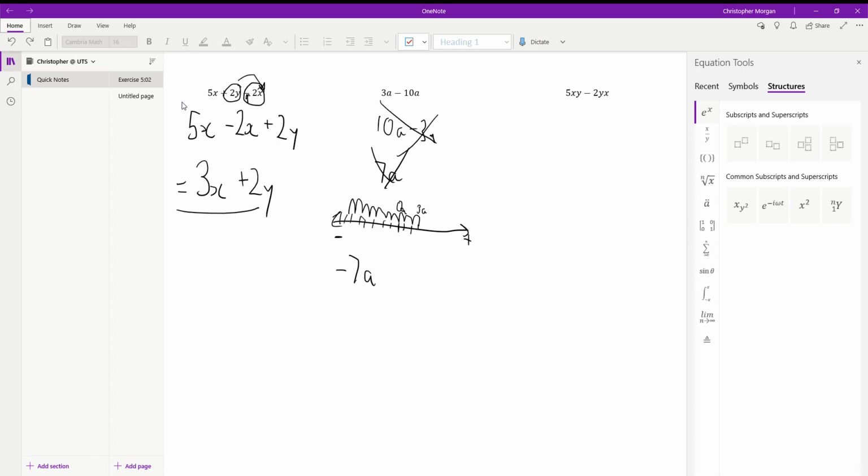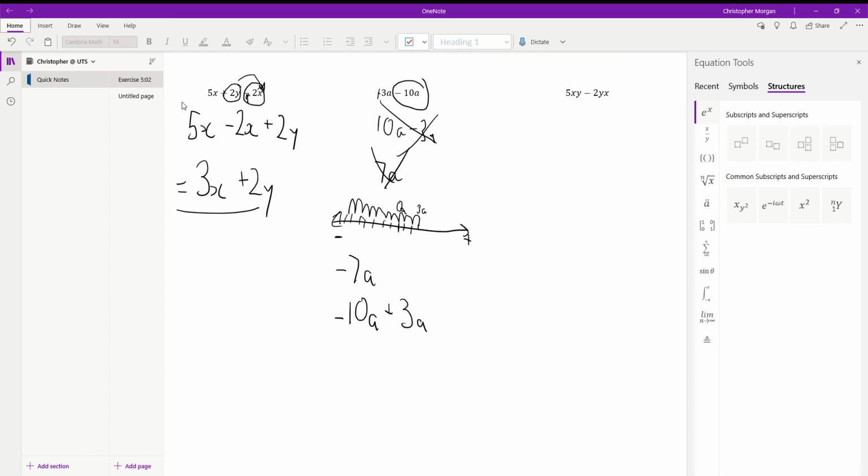Okay? Now, one thing, remember that I said that we could rearrange them? So we could also write this in a very different way. We could actually say, well, this is actually 10a, negative 10a, because remember the sign comes with the thing that it is in front of. And then we're going to say, well, this is actually positive 3a. So we'll say plus 3a.